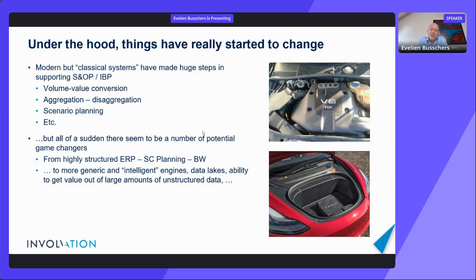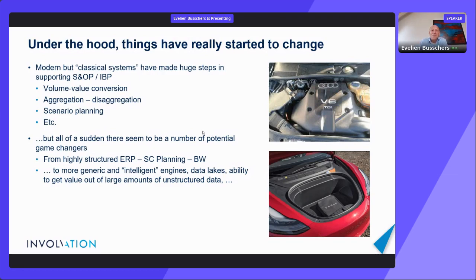The world is really starting to change. So even though from the outside, like in the painting that we pictured in the beginning, it looks similar. It's also got 4 wheels. It's also got chairs and a steering wheel. Under the hood, things have really started to change. And although you could argue that modern classical systems have made huge steps in supporting S&OP and IBP, in terms of volume value conversion, aggregation, disaggregation, scenario planning, etc., that's all really well. But all of a sudden, there are a number of game changers in the picture as well.